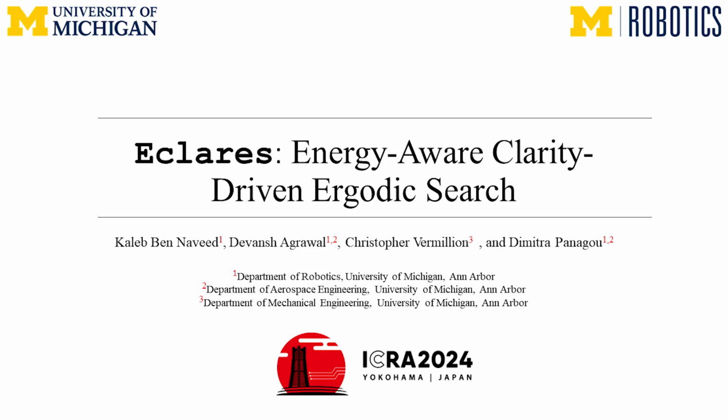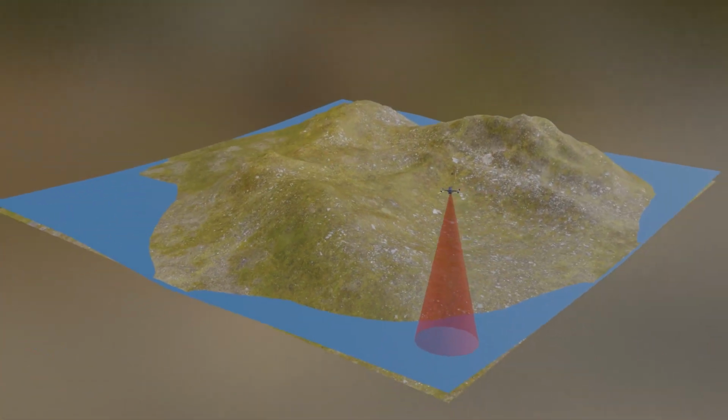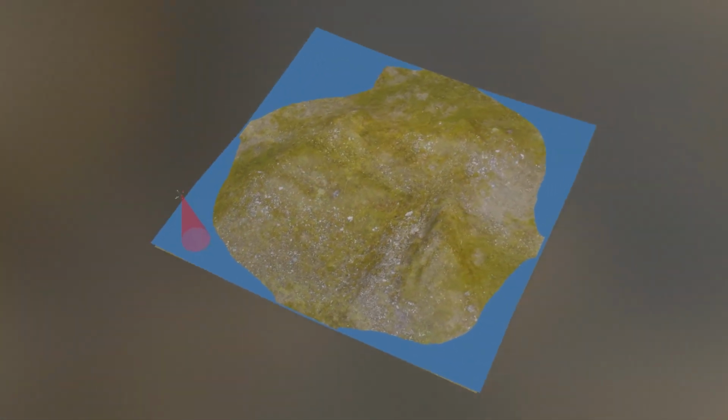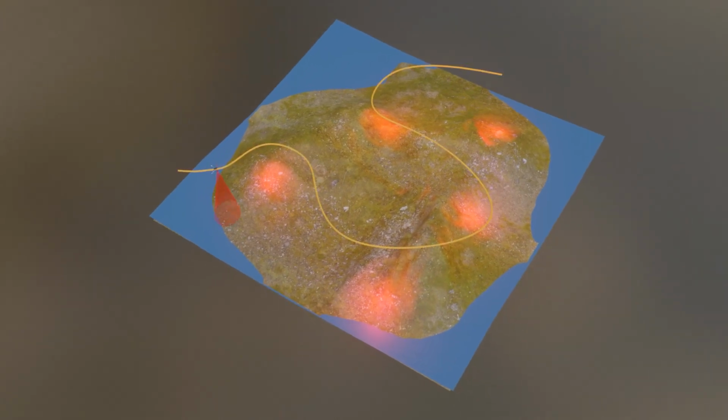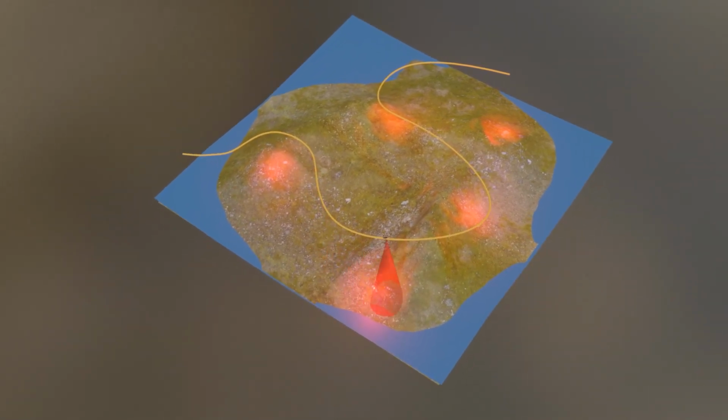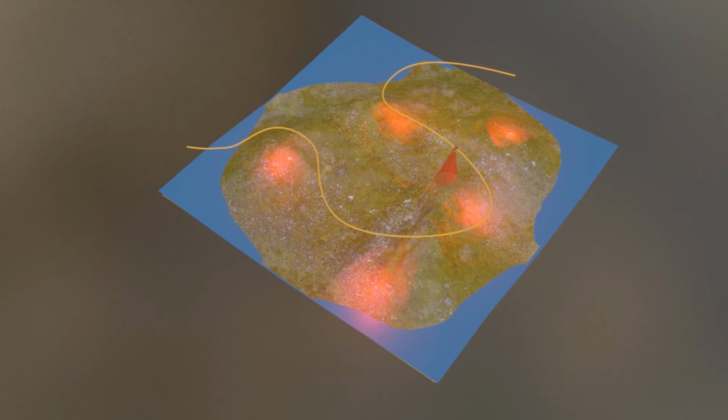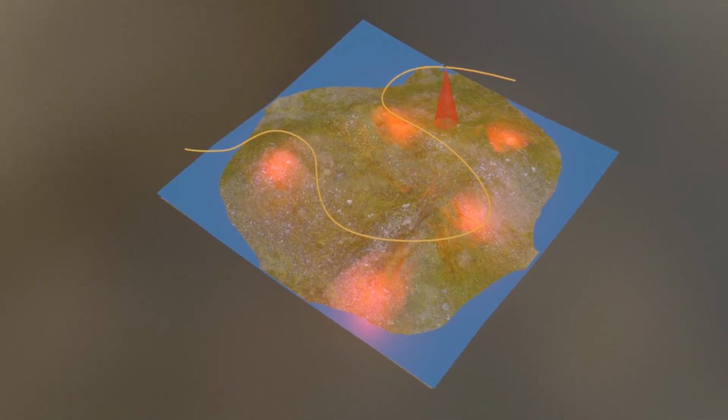This work introduces the framework ECLARES, energy-aware, clarity-driven ergodic search for persistent coverage missions. Ergodic search method is used to generate coverage trajectories which spend more time in high information regions, highlighted in red, while quickly exploring the low information regions. Information distribution in the region is captured by target information spatial distribution.